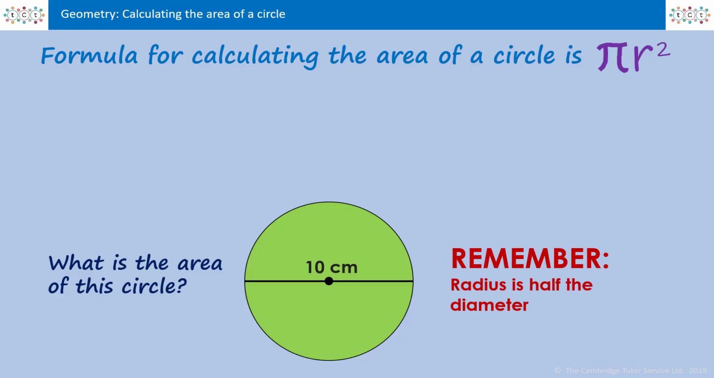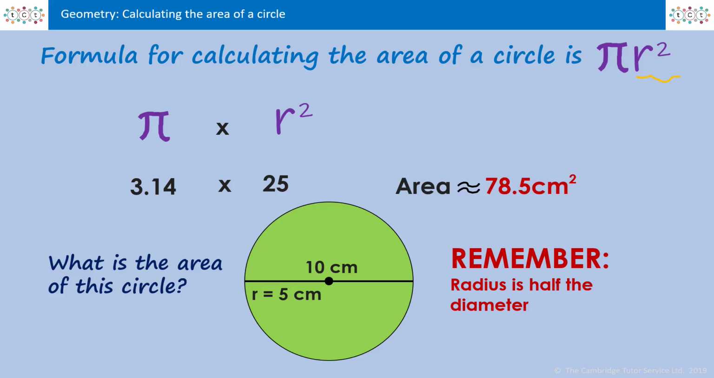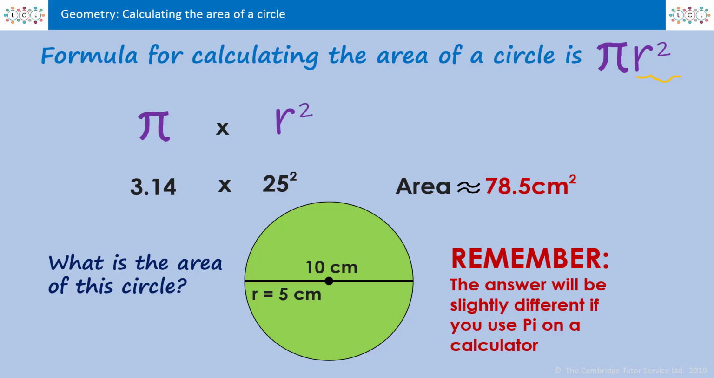Remember, you have to work with the radius, and that's half the diameter. Half of 10 is 5, so the r we're working with is 5 centimetres. Pi, which is 3.14, and we're going to square the radius, and the radius is 5. 5 squared is 25. 3.14 times by 25, the area of this circle is approximately 78.5 centimetres squared. And remember, if you were doing this on a scientific calculator, the answer will be slightly different.